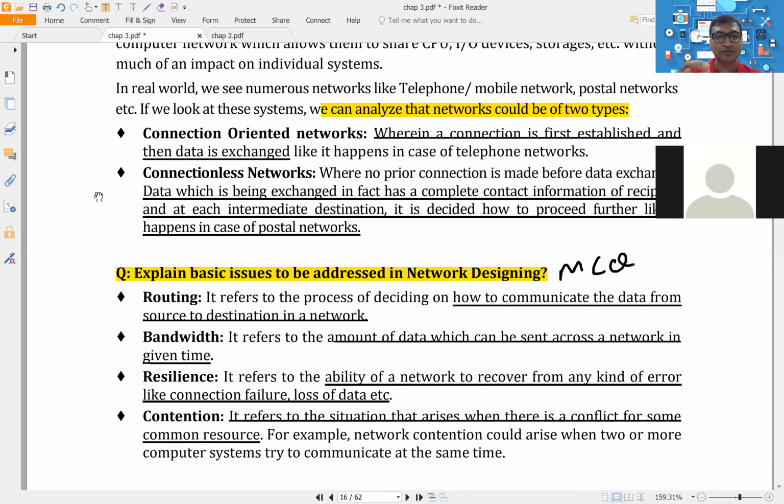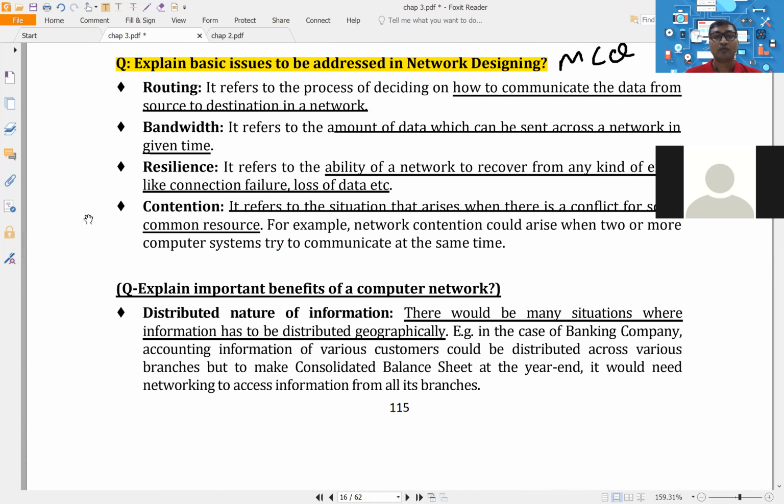Jio network is using connectionless, they are using the LTE network. Vodafone, Airtel, earlier they used connection oriented. Today also your landline uses the connection oriented approach. And finally we have discussed basic issues. Whenever you design a network, you need to be careful. You need to understand how your data will reach from one place to another place. Routing, the speed, the volume is known as bandwidth. In case of any problem, how to recover, resilience, and if the traffic is there, how to solve that traffic, contention. Again, you can see the MCQs written over there.